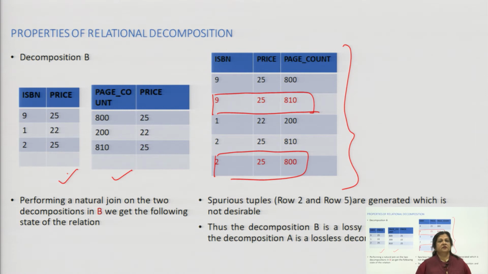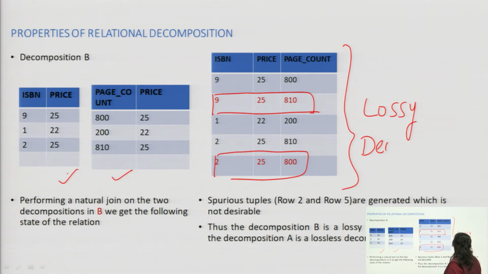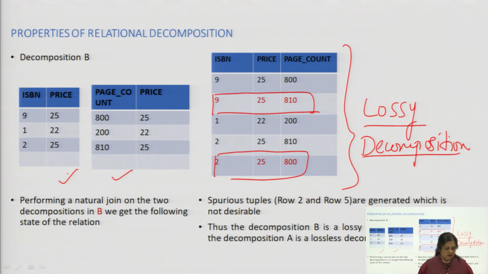So, this is what is known as, we did not get the original relation back, or we say that this is a lossy decomposition, and obviously, what is desirable is a lossless decomposition, right.